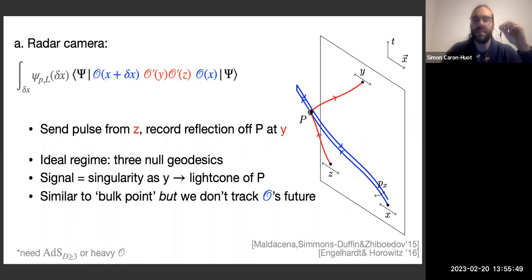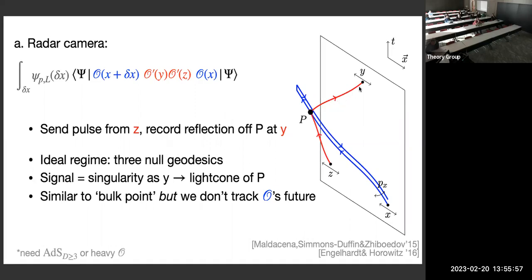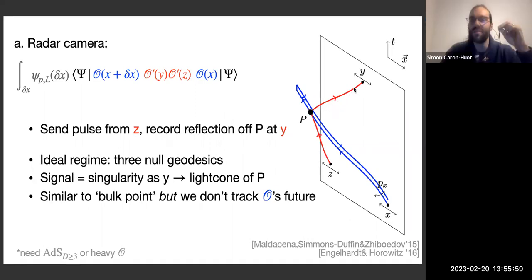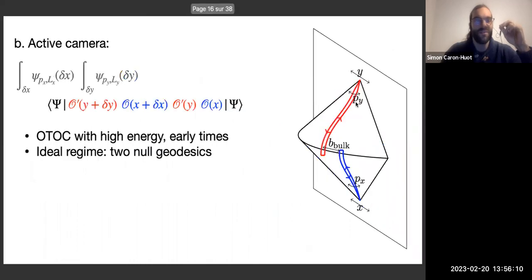And we're going to see this in examples. So now let me describe something that's going to be a bit simpler to interpret, although it's a bit more abstract. So maybe a bit harder to actually measure, but easier to interpret if you could measure it. So we call it an active camera.